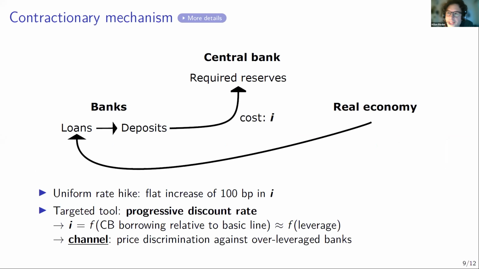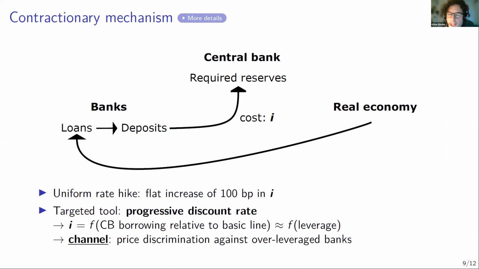Now, to understand how the contractionary channel worked at the time in the United States, it's useful to focus on this picture here. So what happens if a member bank granted a loan to someone in the local economy is that it usually created a deposit.